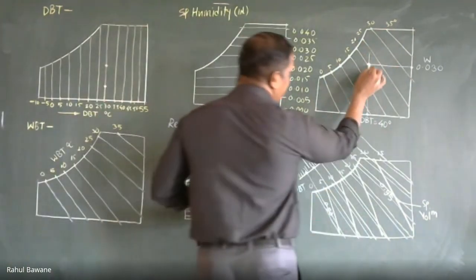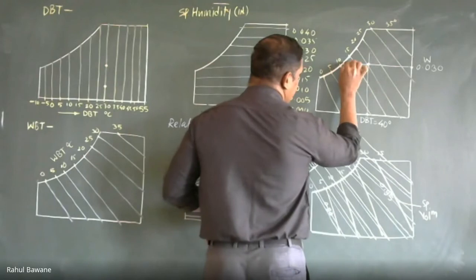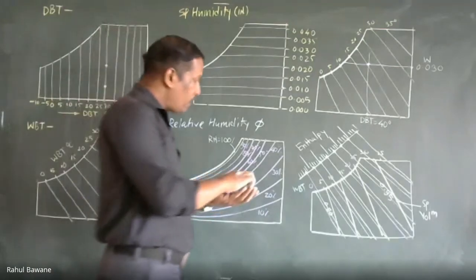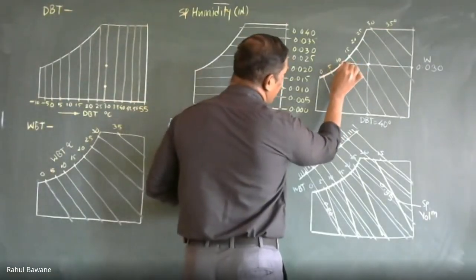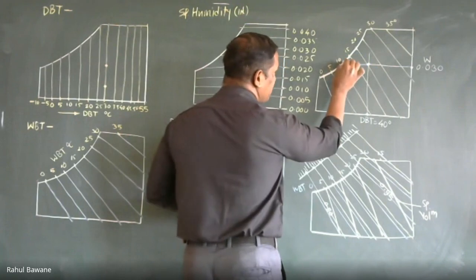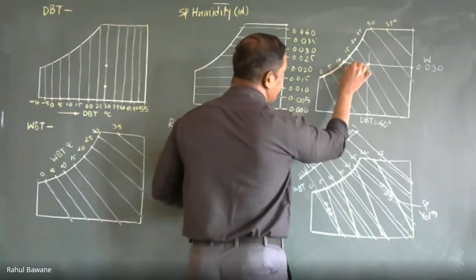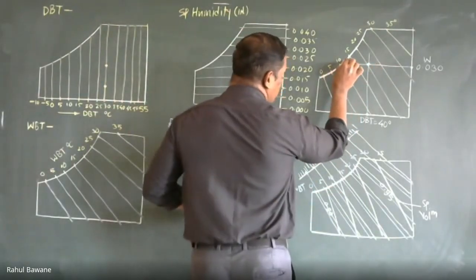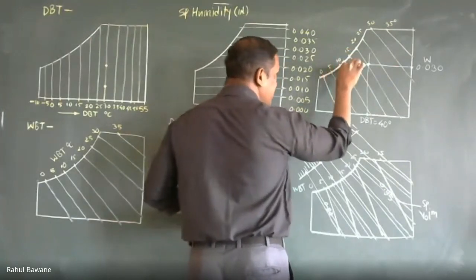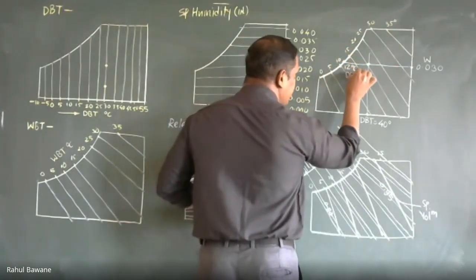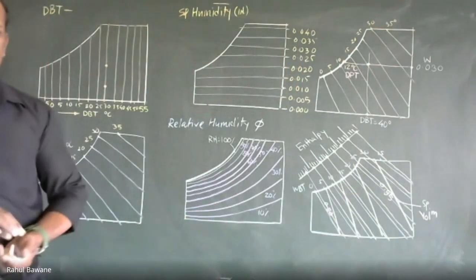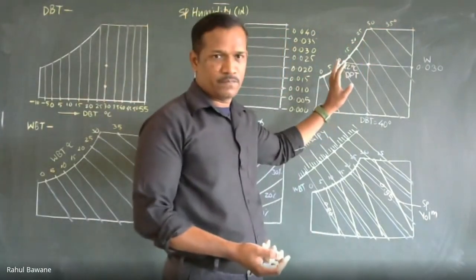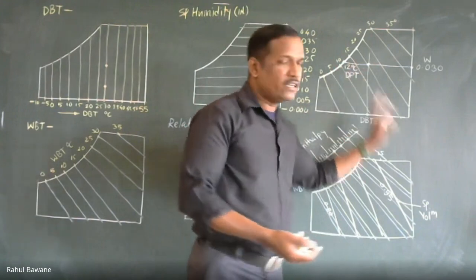If I extend this till the WBT curve line or 100% relative humidity line, I observe that the temperature is higher than 10, lesser than 15. Suppose this is the temperature of 12 degrees centigrade. So when I extend this line horizontally, I observe this temperature, and this temperature is the dew point temperature. So for dew point temperature, there is no separate curve. It is measured on the WBT curve itself. So this is called dew point temperature.